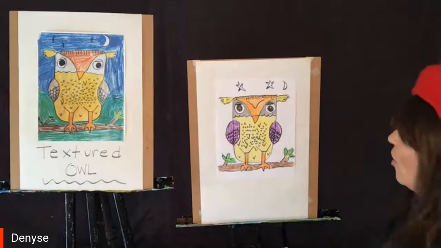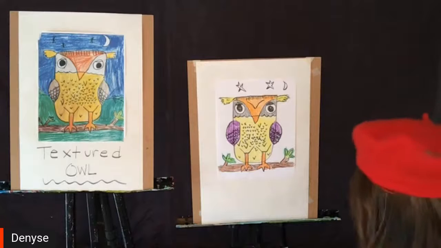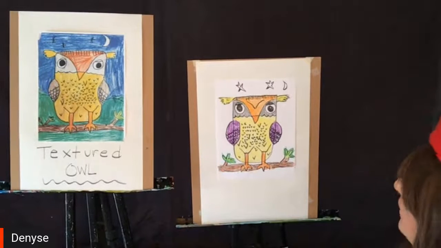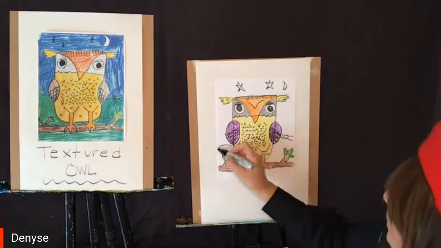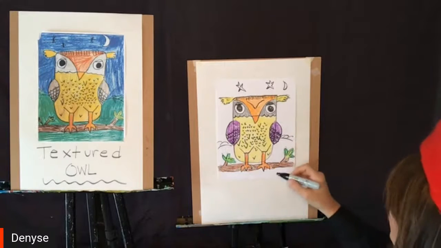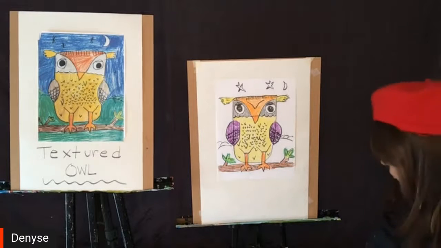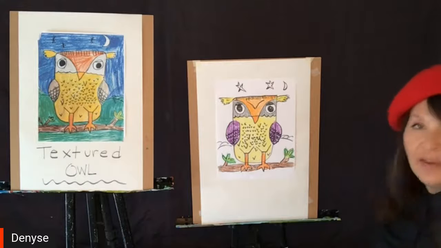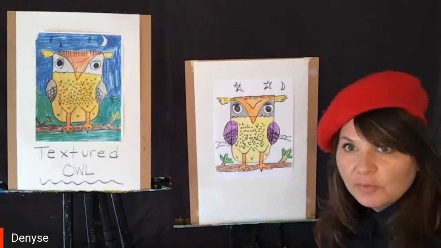Okay, so now I am going to do my background. I could add, again, just some lines in the background for like leaves, like he's in the tree, or maybe it's a field, wherever he's at. And then let's see if I have more samples of owls I want to show you guys. Did I put those on there?